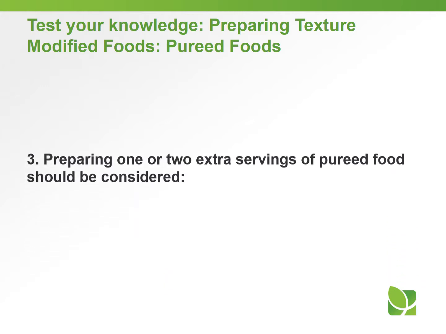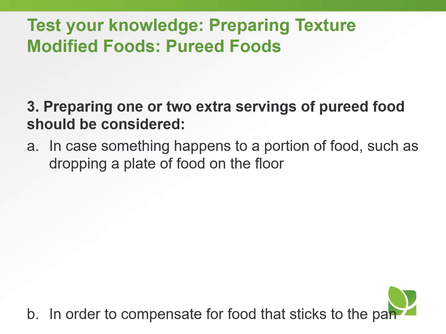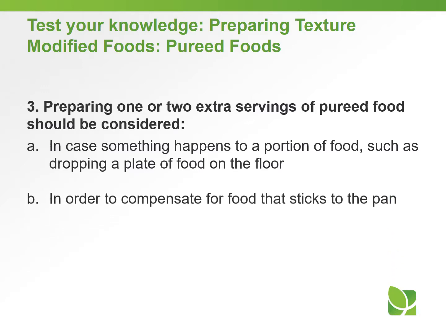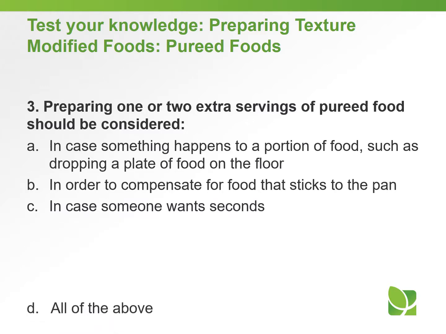Question number 3. Preparing 1 or 2 extra servings of pureed food should be considered A, in case something happens to a portion of food such as dropping a plate of food on the floor. B, in order to compensate for food that sticks to the pan. C, in case someone wants seconds. Or D, all of the above.